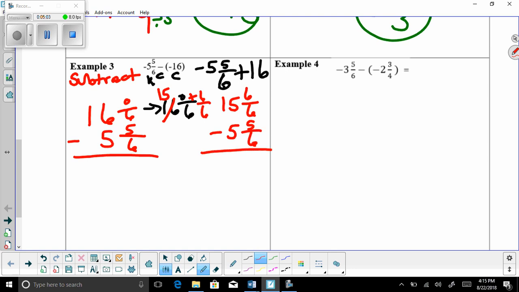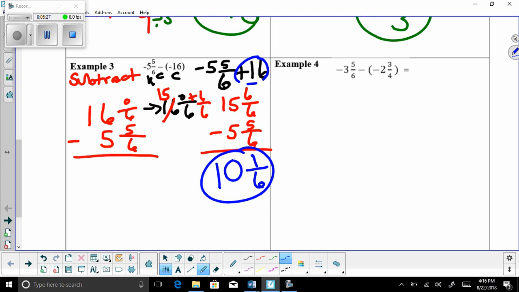So now I can subtract. I'm going to start with the fractional part. 6 minus 5 gives me 1, and I keep my denominator. 15 minus 5 gives me 10. And again, I know my final answer is positive because 16 is positive. And so that is my final solution. Didn't even have to simplify.